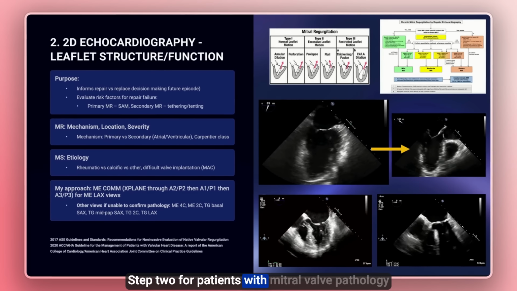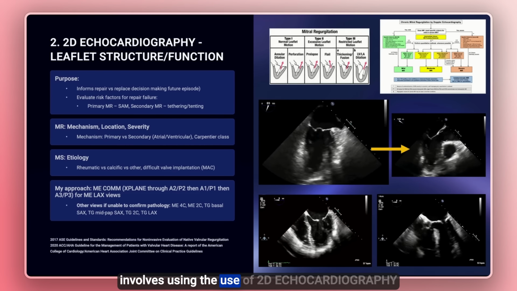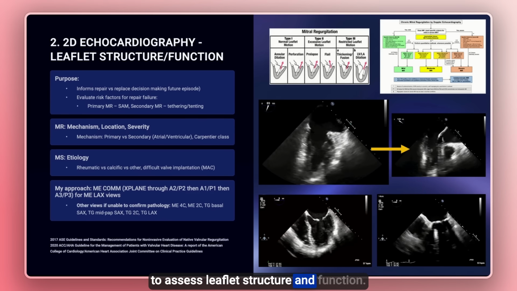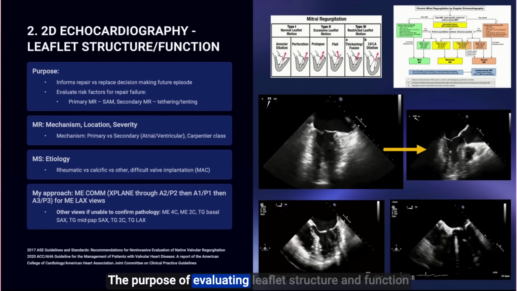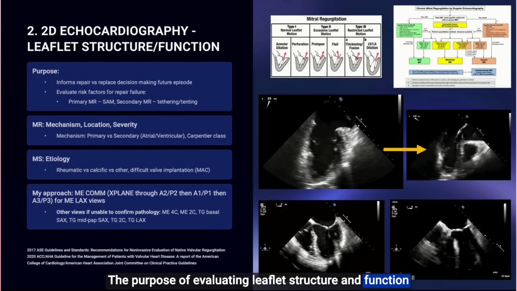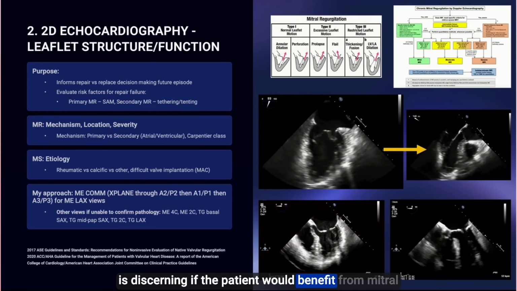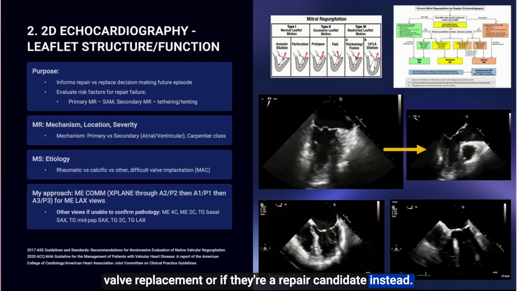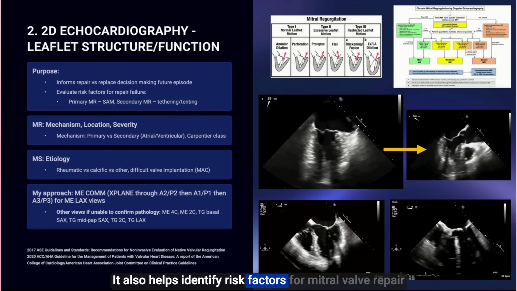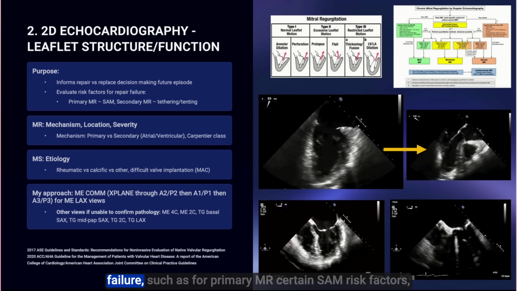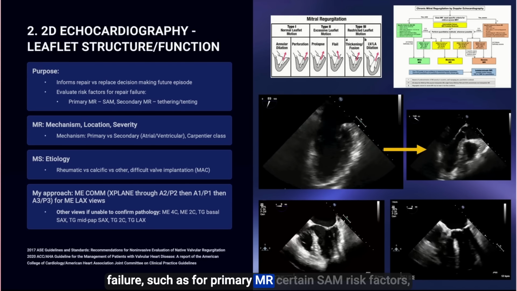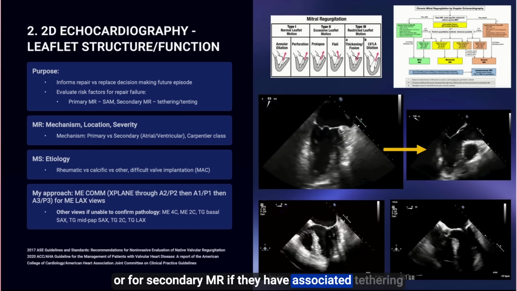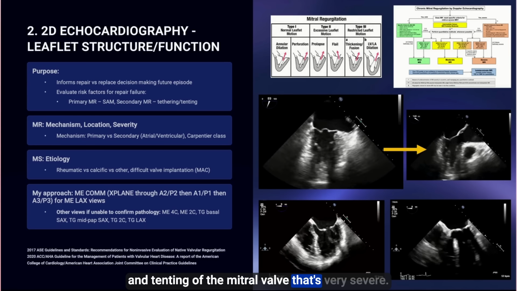Step 2 for patients with mitral valve pathology involves the use of 2D echocardiography to assess leaflet structure and function. The purpose of evaluating leaflet structure and function is discerning if the patient would benefit from mitral valve replacement or if they're a repair candidate instead. It also helps identify risk factors for mitral valve repair failure, such as, for primary MR, certain SAM risk factors, or for secondary MR, if they have associated tethering and tenting of the mitral valve that's very severe.